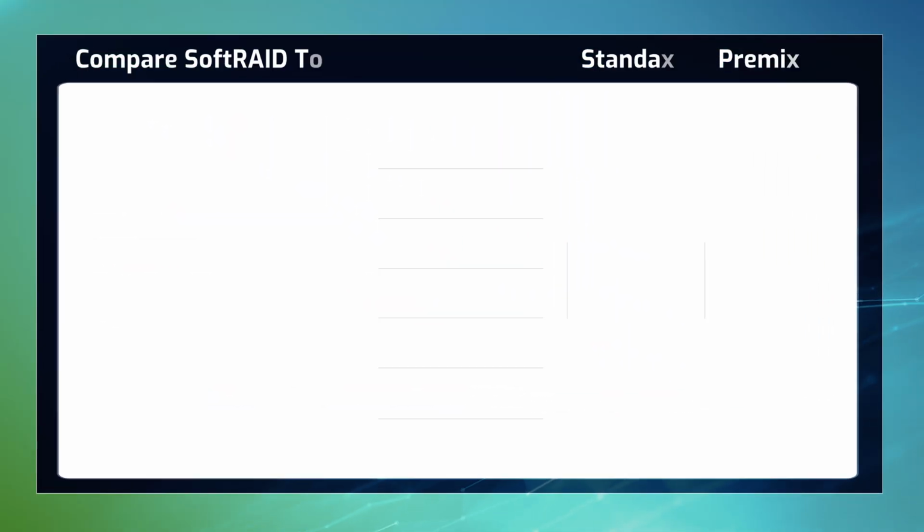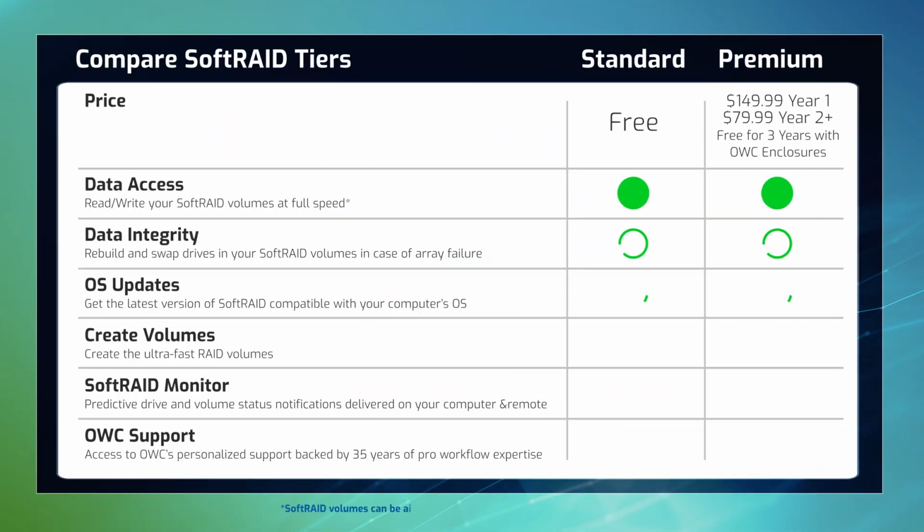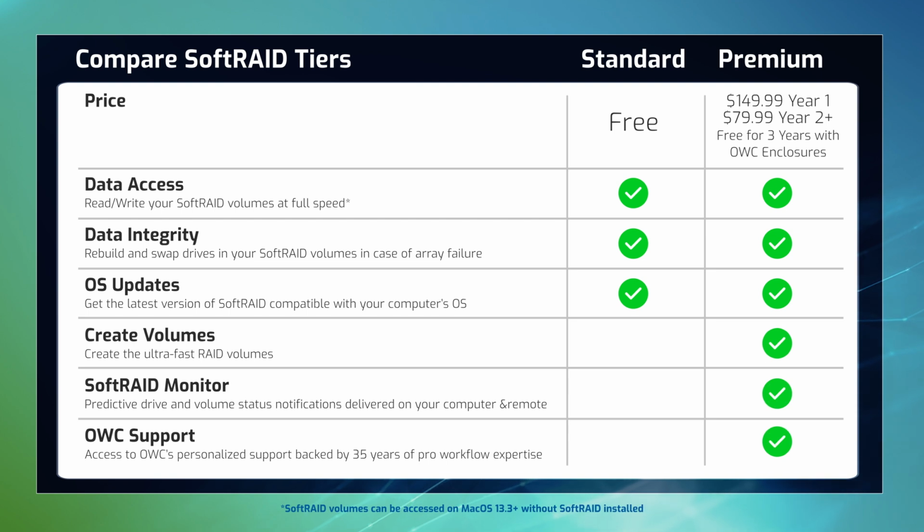We have streamlined SoftRAID 8, offering two great options. SoftRAID Standard, providing essential RAID features for free: unrestricted read-write access, intuitive rebuilds, and OS compatibility. And SoftRAID Premium, for users needing SoftRAID Monitor proactive failure detection, creating high-performance RAID volumes, and OWC technical support. SoftRAID Premium's access to an enhanced RAID experience and protections are available for purchase, upgrades, and with OWC RAID enclosure bundles.